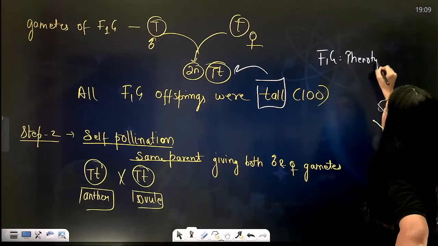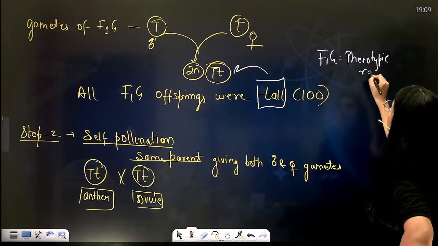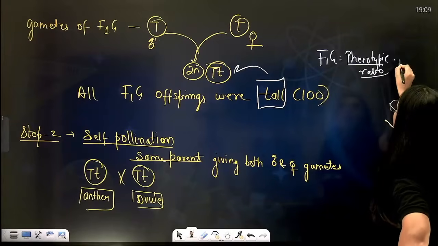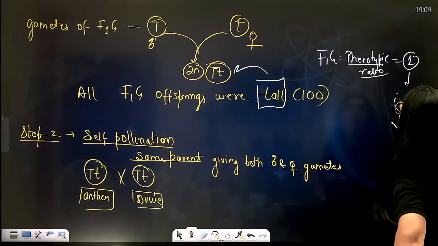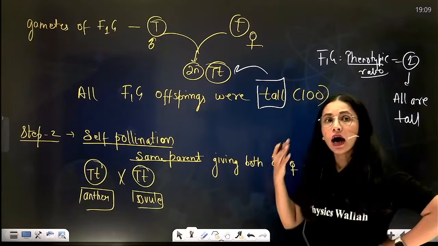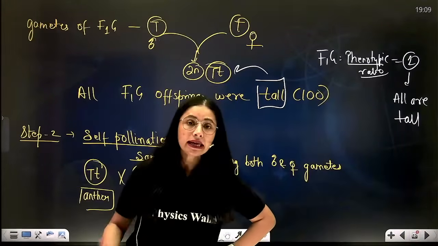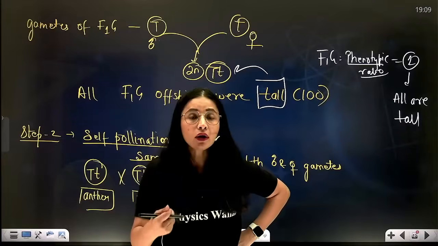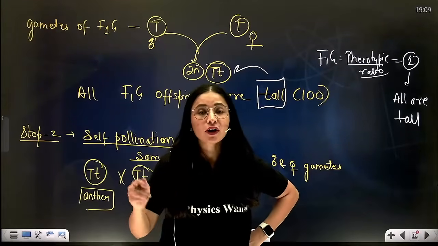So here the phenotypic ratio for the F1 generation will be 1, where all are tall. So Mendel was highly upset: how come the mother is not doing anything? How is her phenotype not even reflecting in one of its offspring?